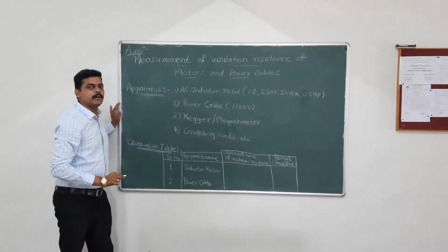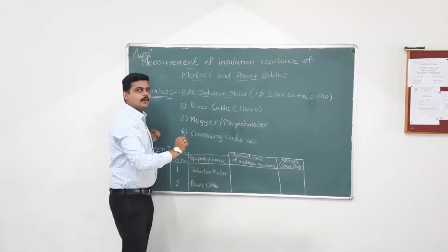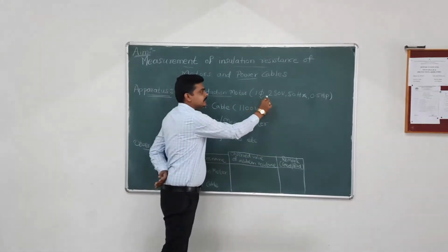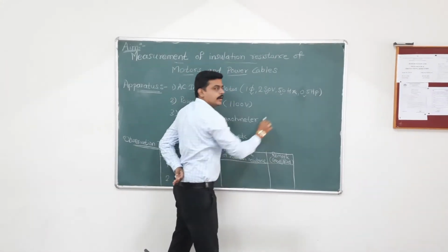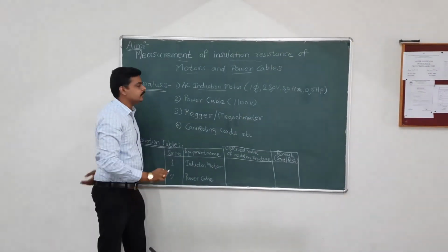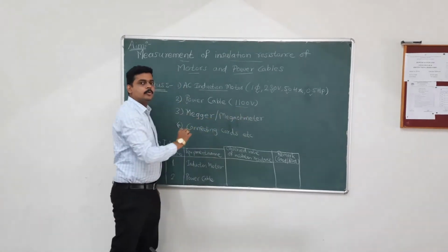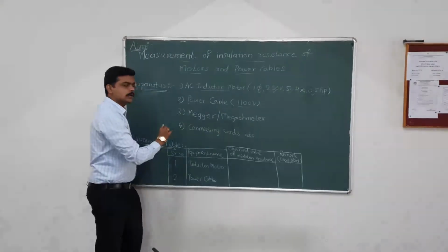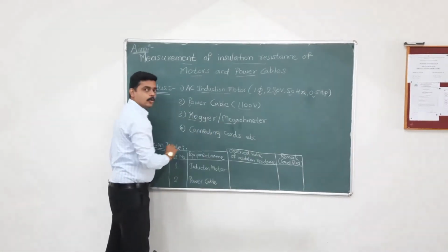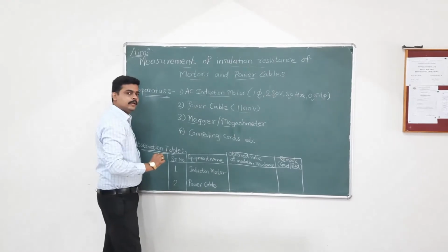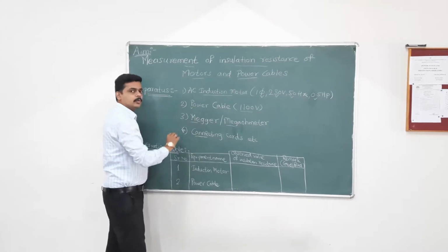So for this we require the apparatus. The apparatus are: we require the AC induction motor. The rating of this induction motor is single phase, 230 volt, 50 Hz, and the capacity is 0.5 HP. The second apparatus we need is the power cable, and the rating of this power cable is that it can carry up to the voltage 1100 volt. The third equipment we need is called a Megger, or it is also called a mega ohm meter. The fourth equipment we need is connecting cords for the connection of the Megger to our particular equipment.